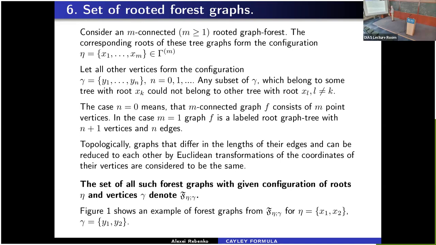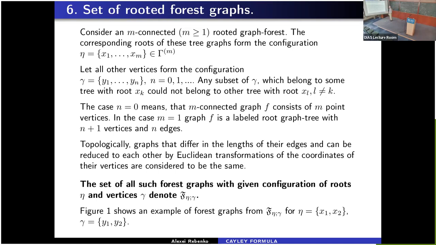In the case n equals 0, it means that we have a totally trivial forest, which consists only of roots. The set of such forests with given configuration of roots eta and another set gamma, we denote by F of eta and gamma.